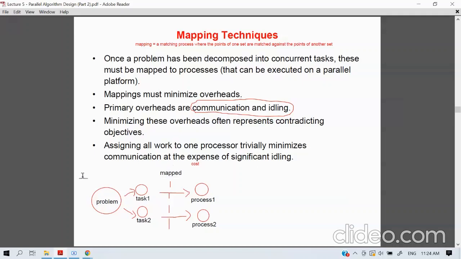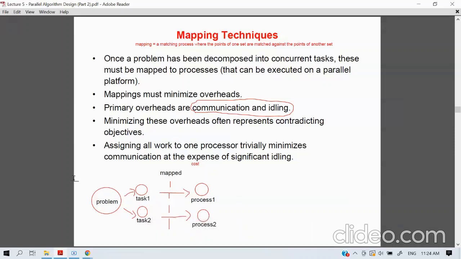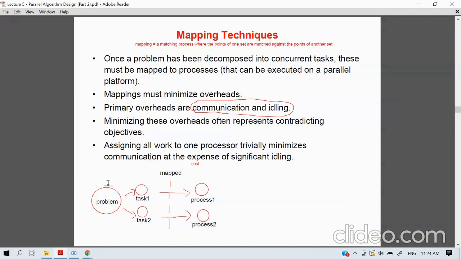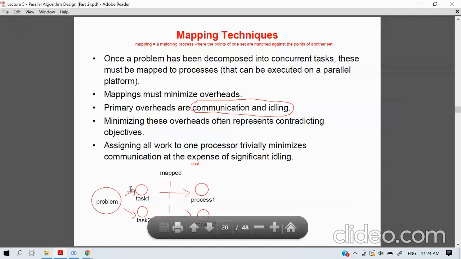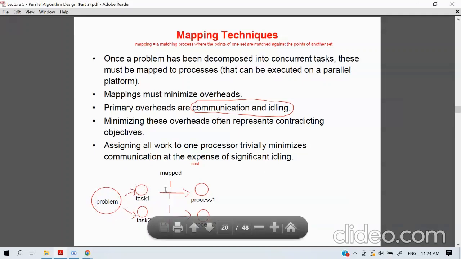This is the diagram that I drew in order for you to picture how the mapping process is executed. We have one big problem here, which is divided into several subtasks. Then these subtasks are mapped onto processes.